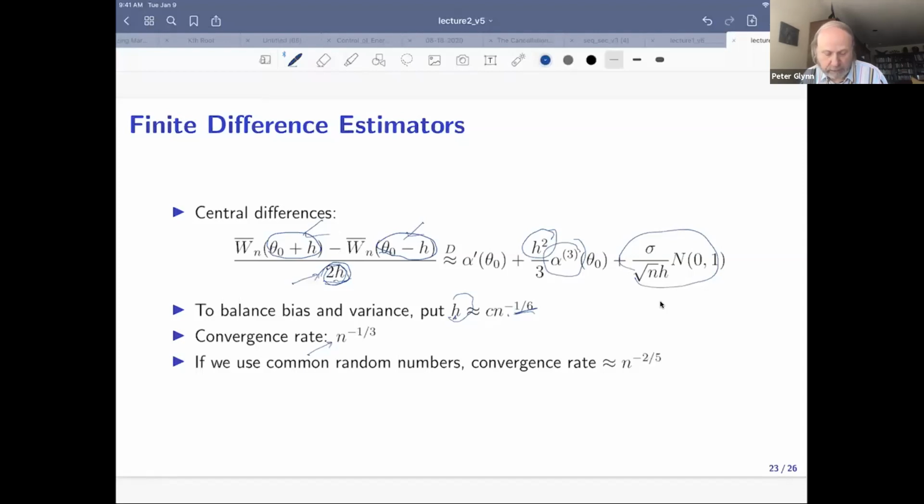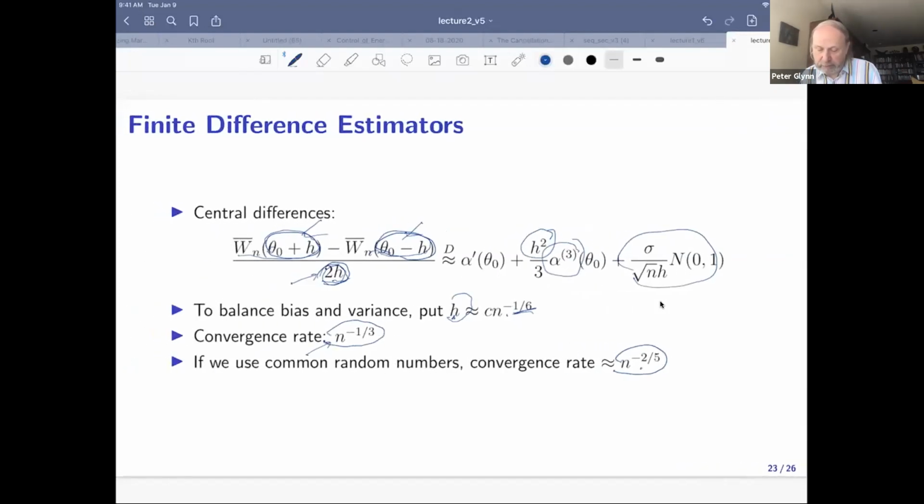And if you then did some obvious common random number synchronization, so the random numbers that you simulate at theta naught plus h are closely synchronized with those at the point theta naught minus h, then in significant generality, at least in the context of discrete event simulation type objects, you get a convergence rate that is better than just using central differences. You get a convergence rate of n to the minus 2/5, which is now getting somewhat close to the canonical square root rate.